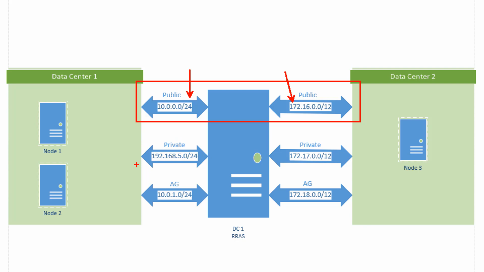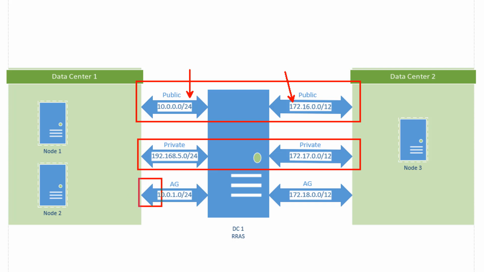We also have a private network sitting here. Again, I'm using totally different subnets here. I'm using a 192.168.5/24 network for the private for data center 1. On the data center 2 side, we're using 172.17/12. And the one for our availability group.